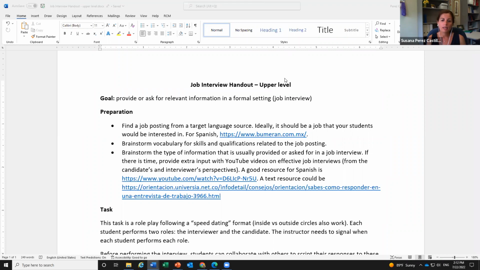And because these are upper level students, this should be relatively fast. They should already have this vocabulary; this is reviewing it. And then brainstorming with them what type of information is usually provided or asked for in a job interview. They may not have experience with this, but you can give them options.